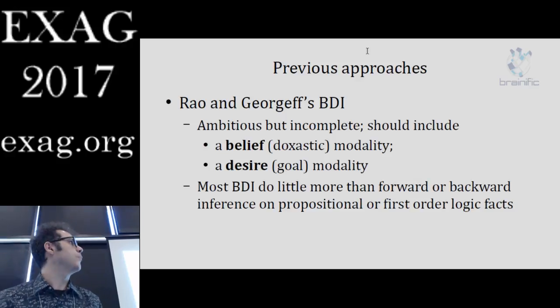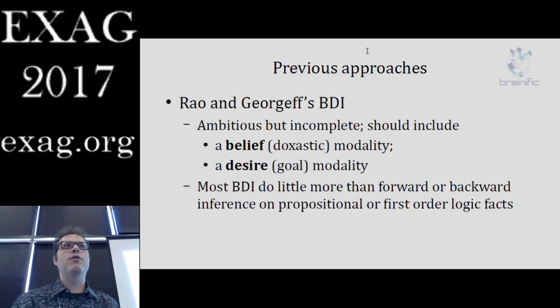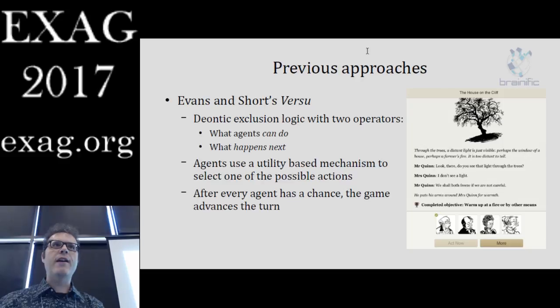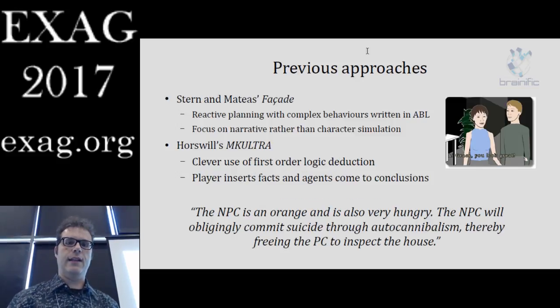So, talking about previous approaches, we can mention Rao and Georgeff's belief-desire-intention, which is very ambitious, but unfortunately most implementations do not go so far as to reason about the beliefs and the goals, and just make use of a very simple fact database and perform a very simple forward or backward inference. We have also seen some game designs making use of action specifications, for example in Versu, in which agents have their actions specified and use some kind of utility mechanism to select one of them. And their narrative is advanced through the actions taken.